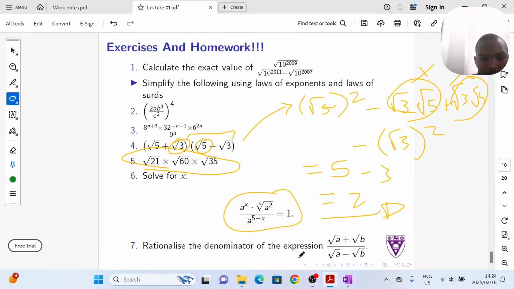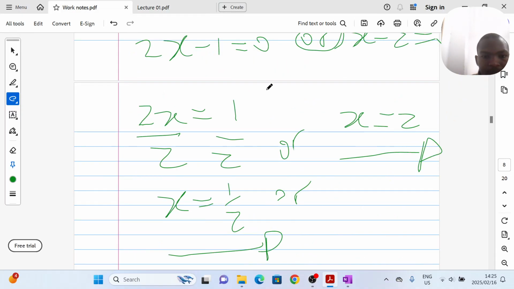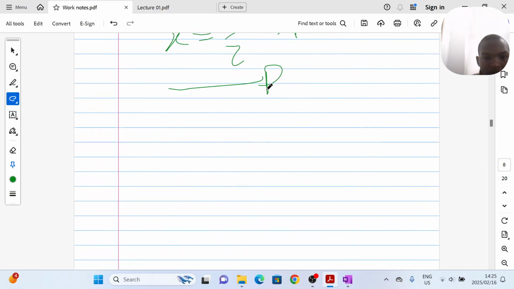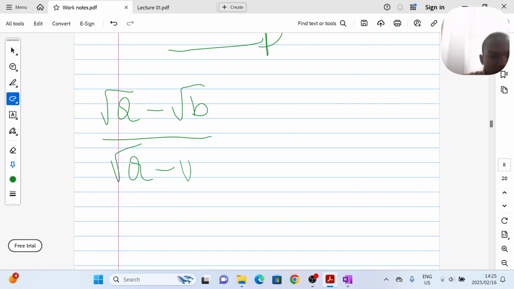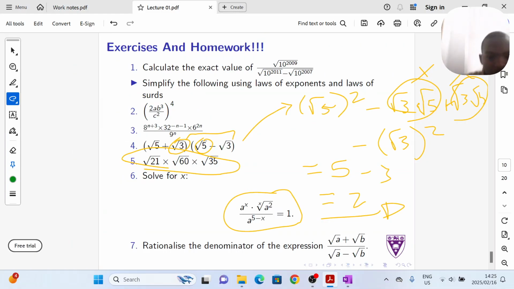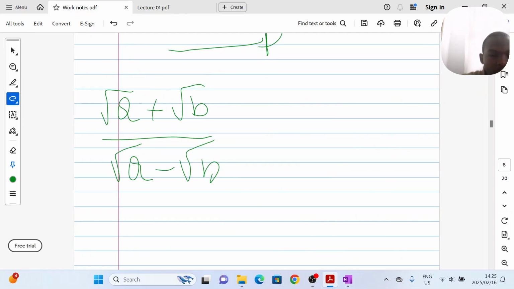Rationalize the denominator of the expression. So we want to rationalize that now. So how do we rationalize? We have the square root of a minus square root of b divided by square root of a minus square root of b. Let me check where is the positive. The positive is in the numerator. So we have this, and we want to rationalize the denominator.